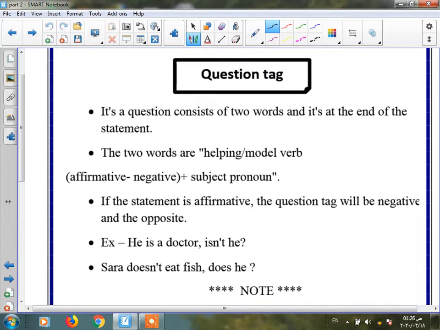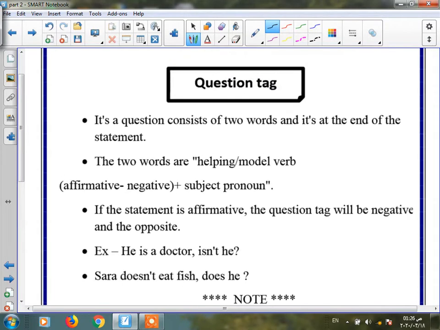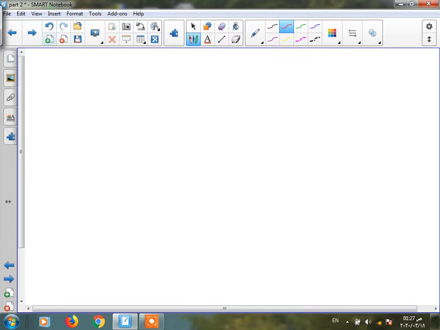The most important thing you have to know about the question tag is that it consists of two parts, and it's at the end of the statement or the sentence. We have to put it between a comma and a question mark. The two words are the helping verb or the modal verb, and the subject. Let's open a page and try to practice it together.